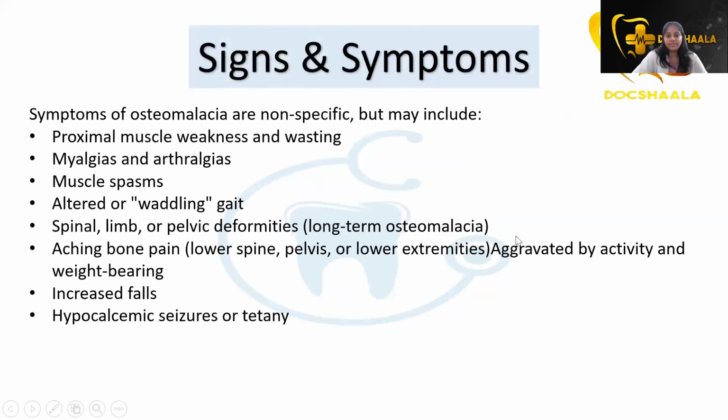Then the main symptoms, which are non-specific, may include proximal muscle weakness and wasting, myalgias and arthralgias, muscle spasms, and an altered or waddling gait. The gait is waddling, that is, the patient does not have sufficient strength, so sometimes the patient may waddle like this. Spinal, limb, and pelvic deformities are seen. Aching bone pain aggravated by activity and weight bearing, and increased falls. When he is not able to walk properly, the patient falls frequently. Then hypocalcemic seizures or even tetany are also seen.